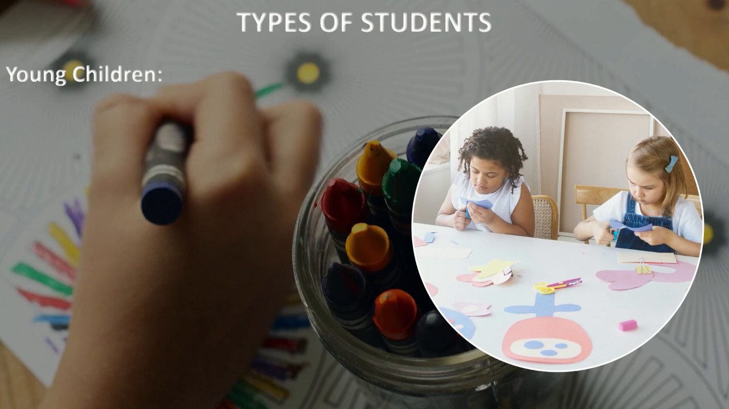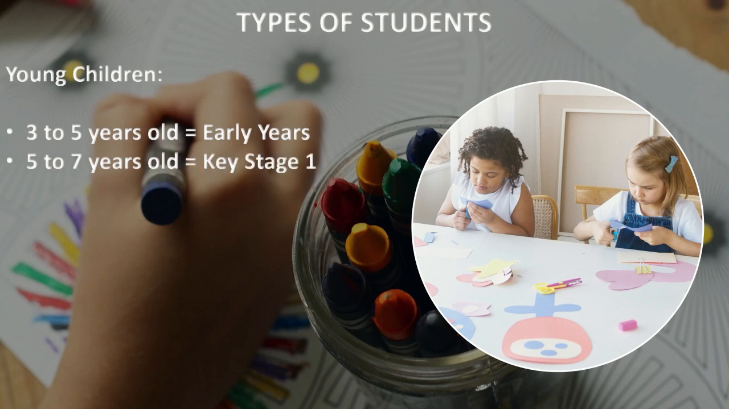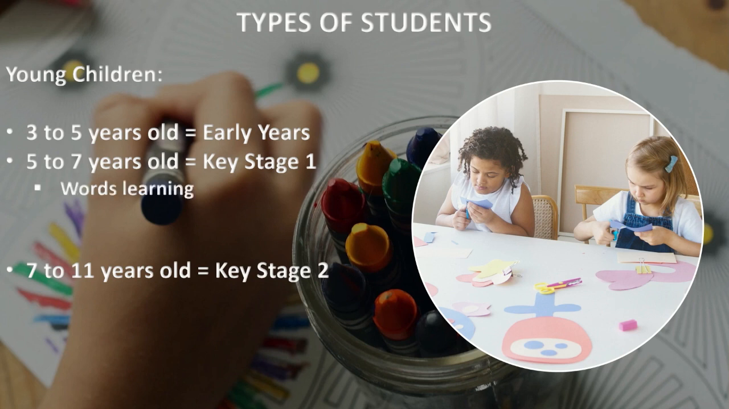You can divide them into small groups such as the 3 to 5 years old, which is what we call the early years, the 5 to 7 years old, Key Stage 1, and 7 to 11 years old, Key Stage 2. If you're tutoring a language to the early years, your approach will be more related to words learning. I will show some more examples in the video about planning a lesson for each group.